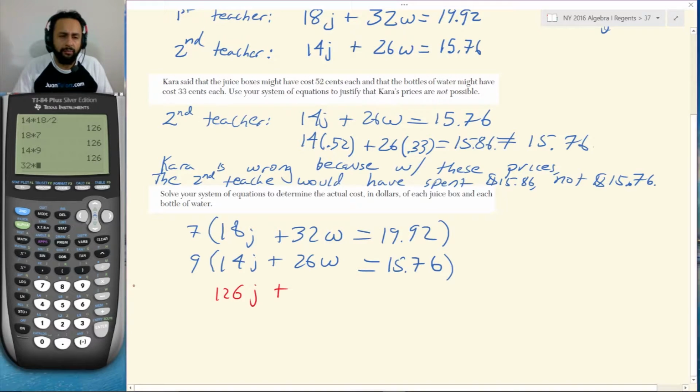I'm going to multiply this one by -9, by the way. 32 times 7, so that I can add 32. So 224W equals 1992 times 7.